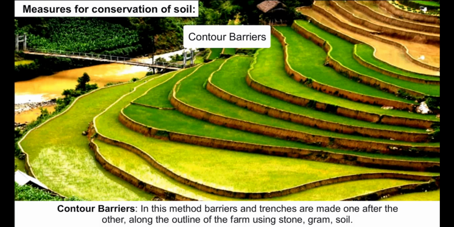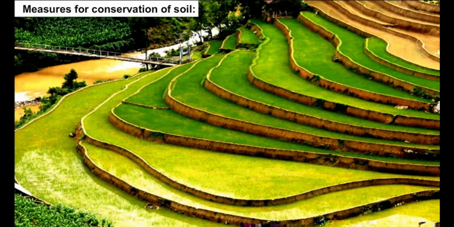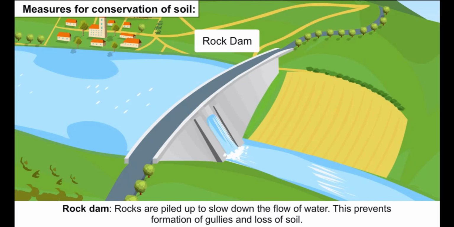Contour barriers. In this method, barriers and trenches are made one after the other along the outline of the farm using stone, grass, soil. Rock dam. Rocks are piled up to slow down the flow of water. This prevents formation of gullies and loss of soil.